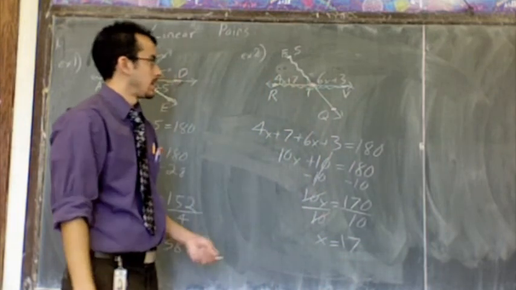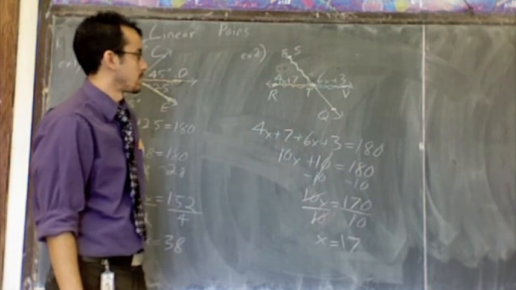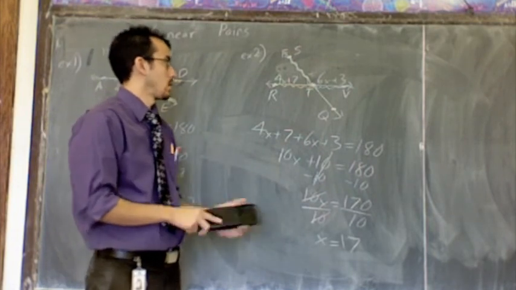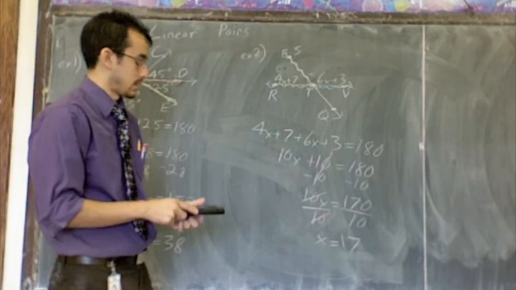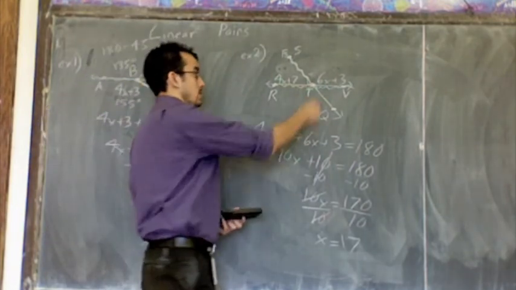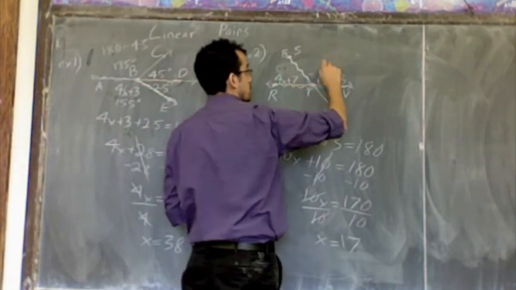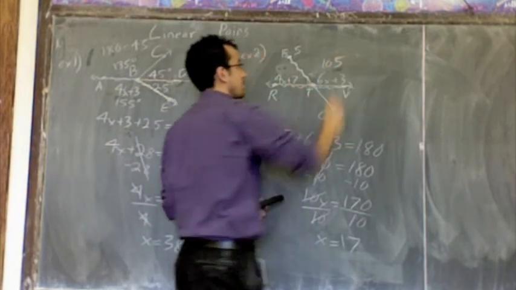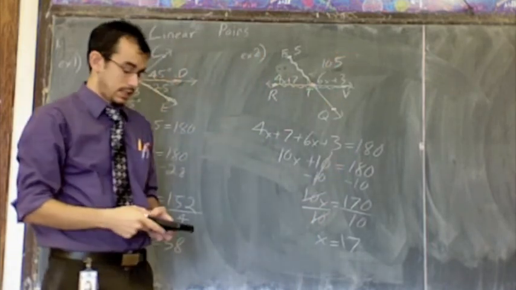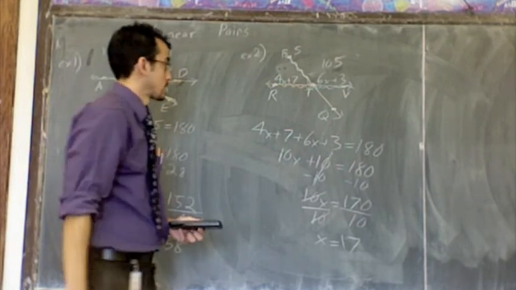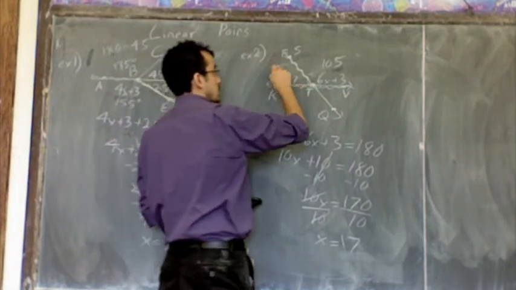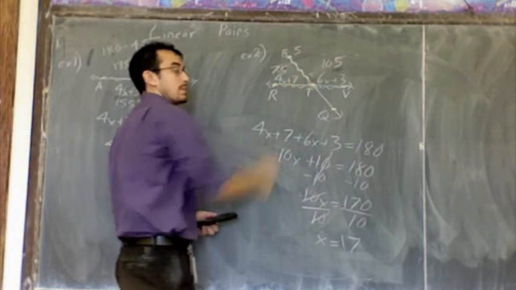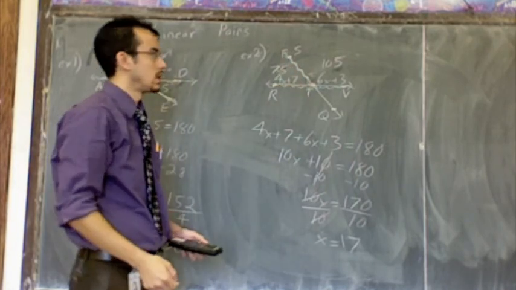There we go. Again, if you plug these back in, you'd find out what your answers would be to make sure that they work. 6 times 17 in this case is 102, and 102 plus 3 is 105. 4 times 17 in this case is 68. 68 plus 7 is indeed 75. If I add these up, I get 180.